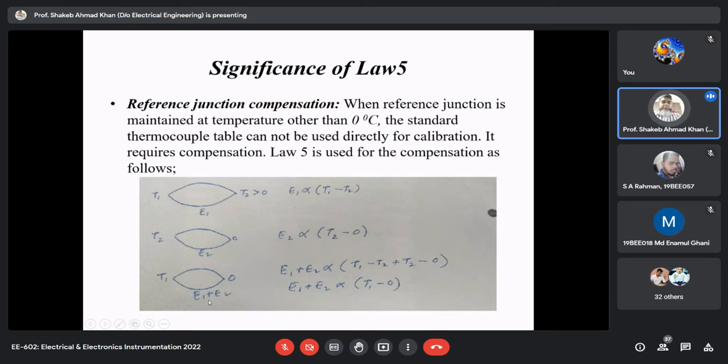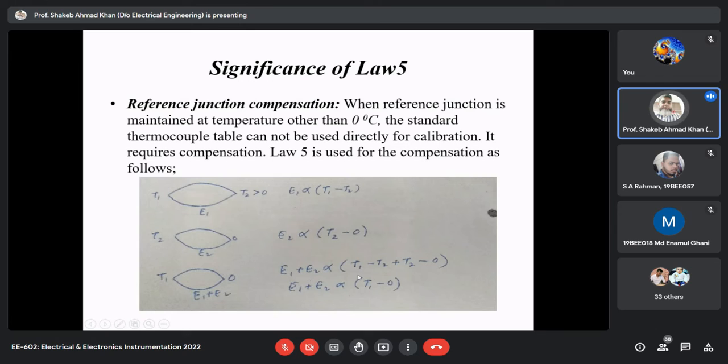This is the situation. Here you can see that E1 is directly proportional to T1 minus T2, E2 is directly proportional to T2 minus 0, so E1 plus E2 is directly proportional to T1 minus T2 plus T2 minus 0, and T2 will get cancelled. So E1 plus E2 is proportional to T1 minus 0. Now T1 is what we are interested in finding out. T1 is the unknown temperature, and this is the situation under which we can read the table directly.